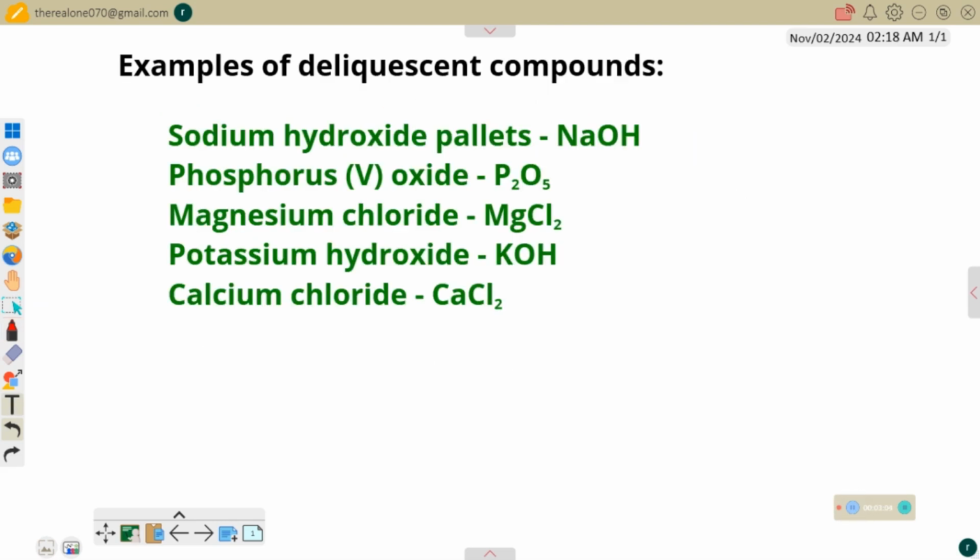So these are some of the examples of deliquescent compounds. We have sodium hydroxide pellets, NaOH. We have phosphorus(V) oxide. We have magnesium chloride. We have potassium hydroxide and calcium chloride.